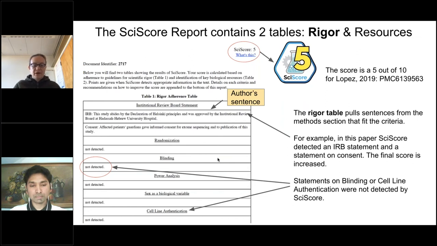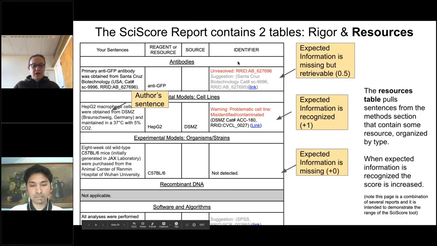There are a lot of rigor criteria that it goes through, things like blinding, which are very important for investigator bias assessment. Power analysis, these investigators did not do. They did actually put in their IRB statement, and they put in a consent form, which is great. But if you look at cell line authentication, they did not do it. That is unfortunately too common, but the cell line authentication button will actually not show up unless the tool actually detects some cell lines. So these are the reagents.